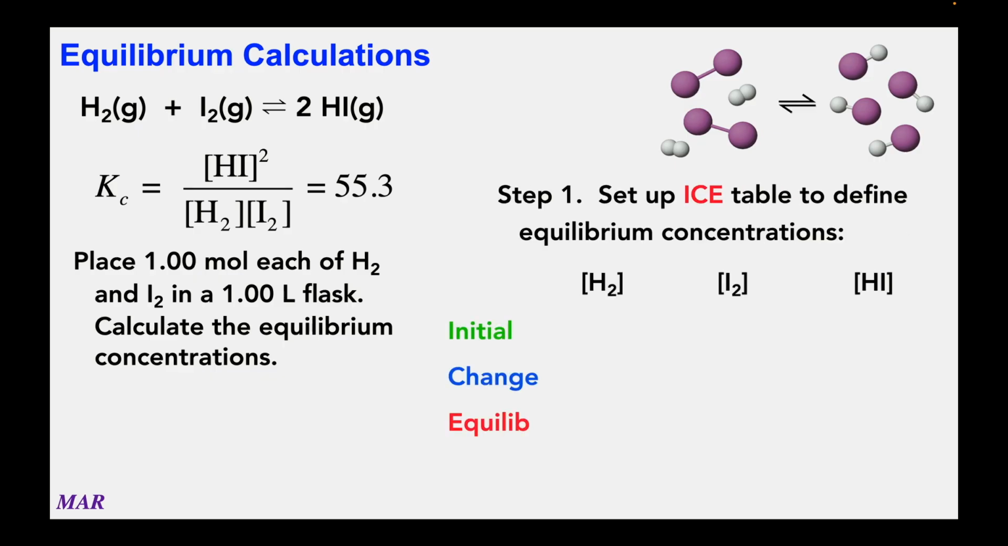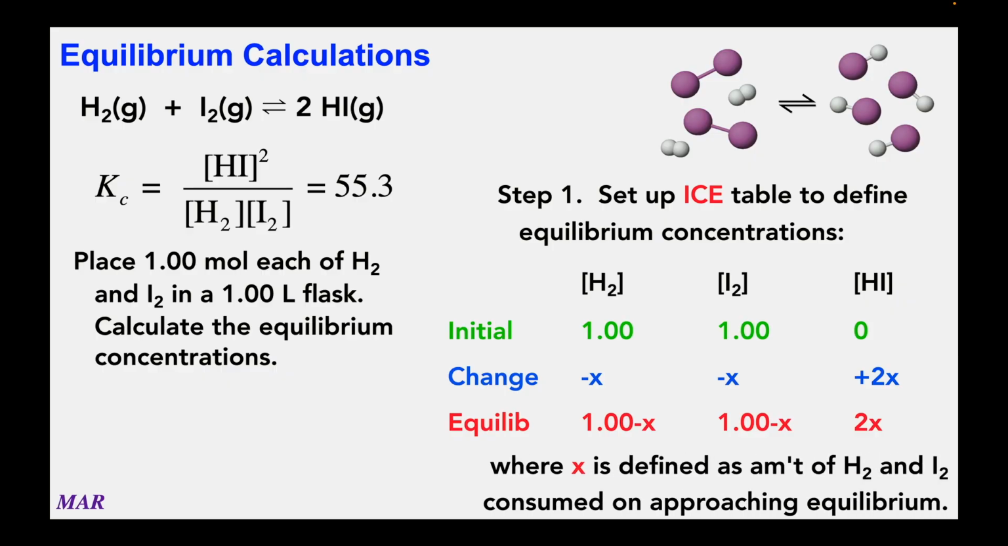Well, you guessed it, we need an ICE table: initial, change, equilibrium. Initially, we have 1 mole of H2 and 1 mole of I2 in a 1 liter flask. So the concentrations of H2 and I2 are just 1, and HI would be 0. Then we're going to use the stoichiometry to go to the change part. H2 and I2 will go down by x, and HI will go up by 2x. And that's because there's twice as much of HI being made for every H2 and I2.